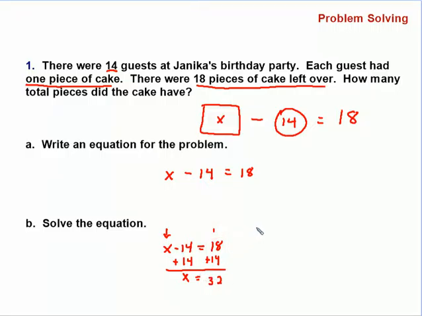And we'll check our answer just to be sure. 32 minus 14 is equal to 18. Is that true? Well, 32 minus 14, can't get 4 from 2, so you've got to borrow 1 from here. And that gives us 8 on this side. 2 minus 1 is 1. And 18 is equal to 18. And we've got it.